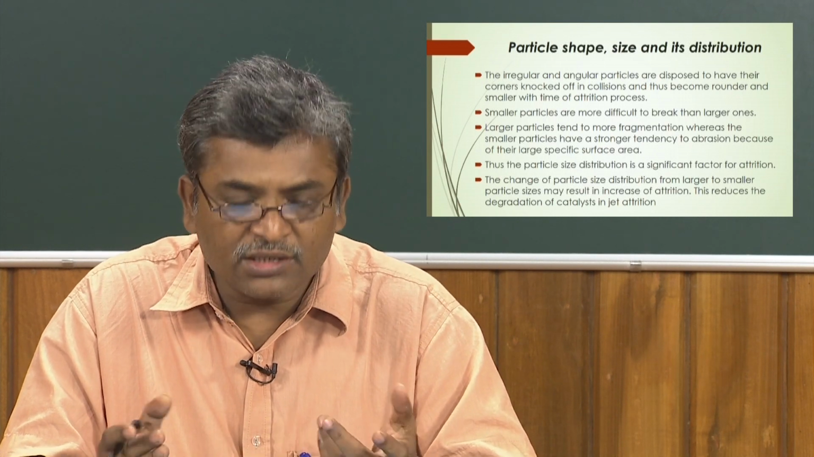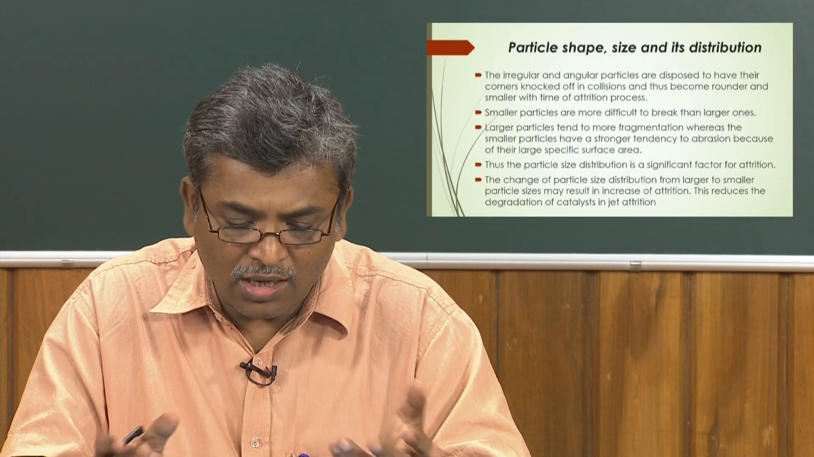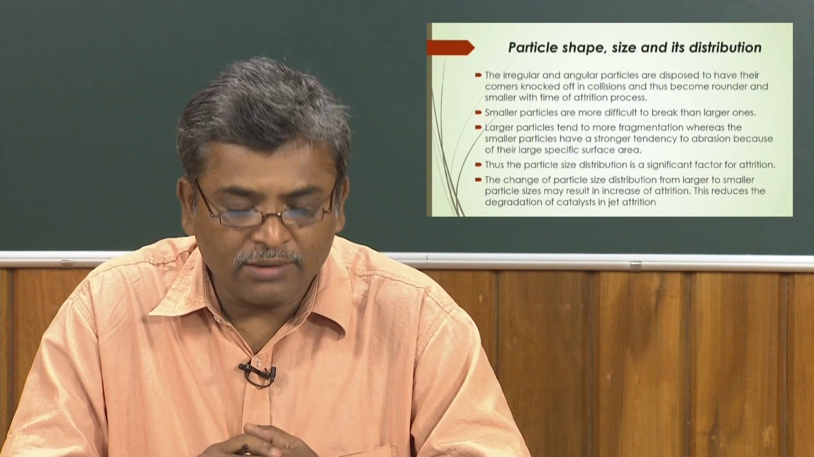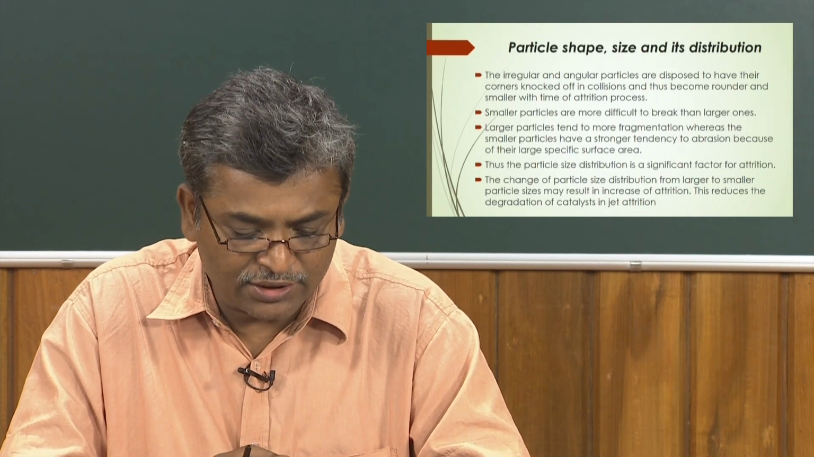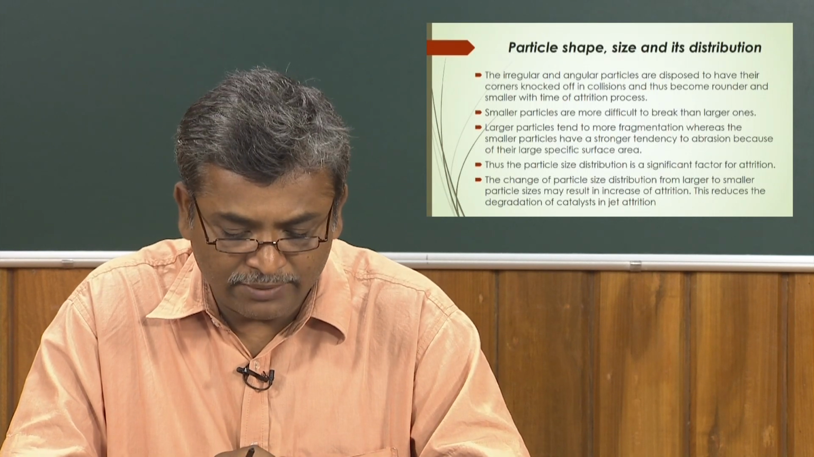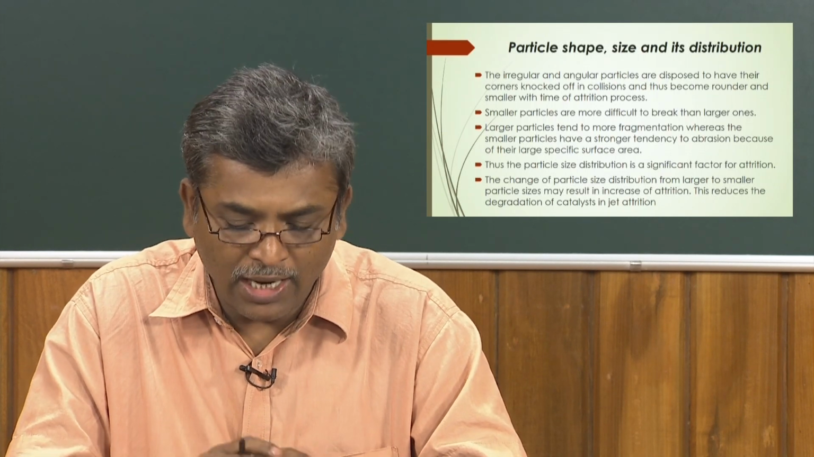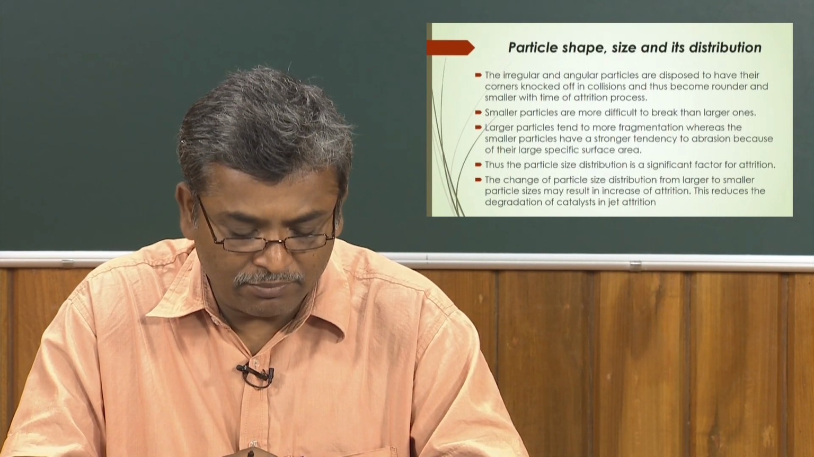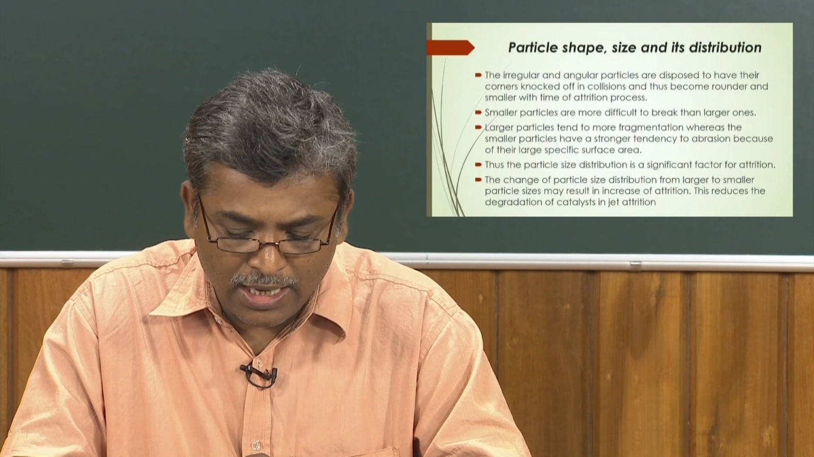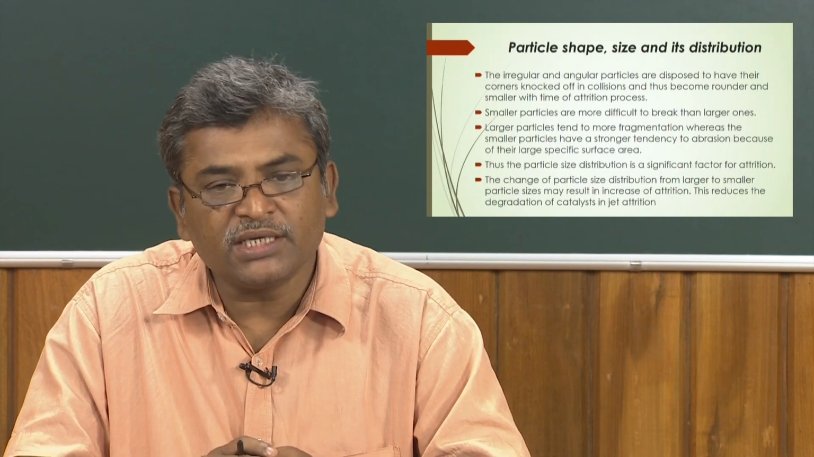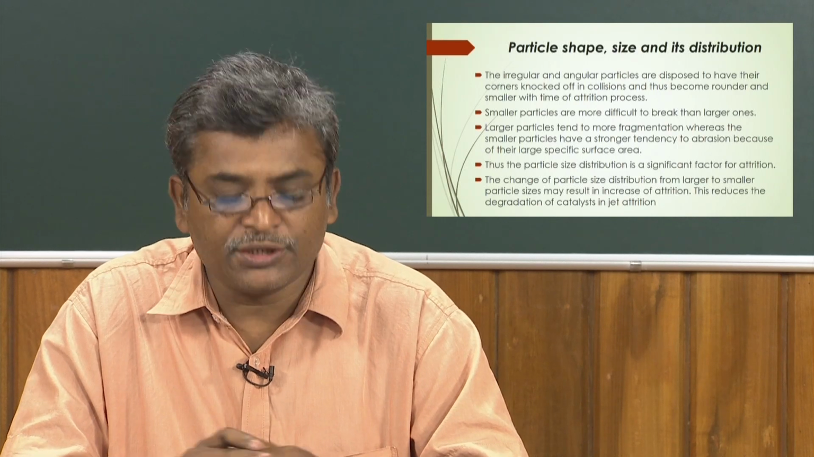So, the particle shape, whether regular, angular or irregular, will govern the attrition rate. Larger particles also have more tendency toward a greater degree of attrition, and a change in particle size distribution may also change the attrition rate.